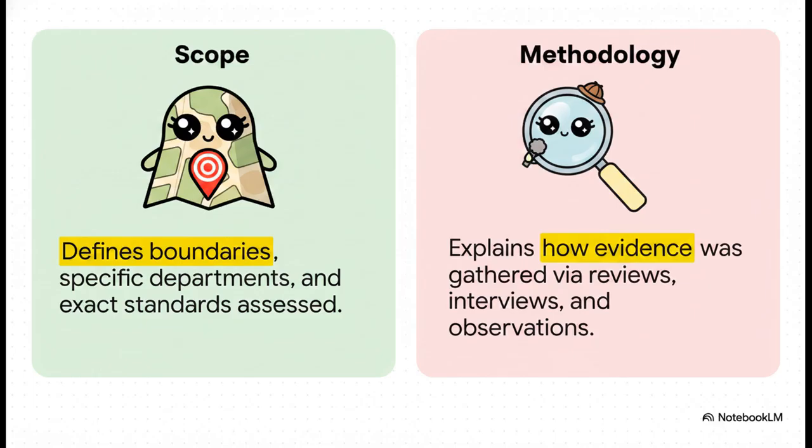Was it through reviewing security logs, interviewing the finance team, maybe physically observing server room access? Distinguishing these two things prevents stakeholders from completely misinterpreting the audit's boundaries and, say, assuming a clean bill of health for a department that you didn't even look at.